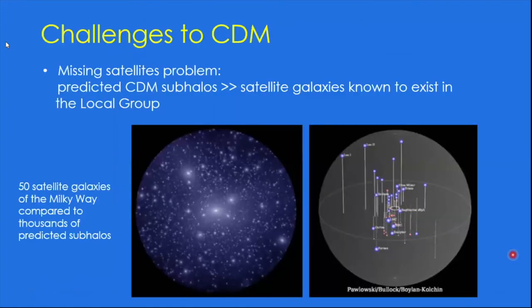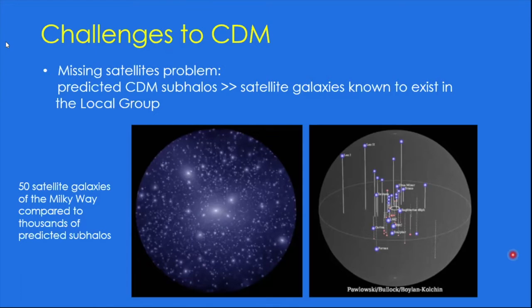Okay, now let's move to the challenges to cold dark matter. Despite support from various astronomical observations, cold dark matter faces some challenges. The first problem is known as the missing satellite problem, that broadly refers to the overabundance of CDM subhalos or dwarf galaxies compared to satellite galaxies known to exist in the Local Group.